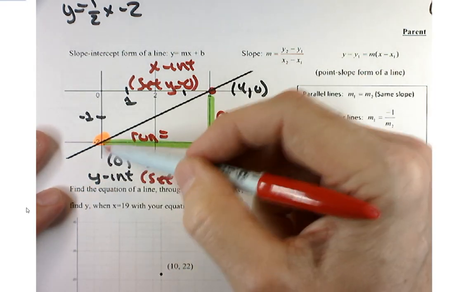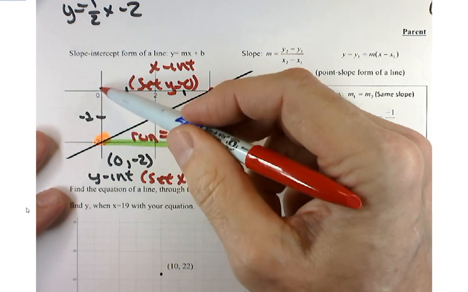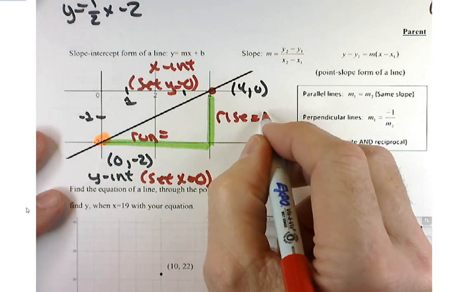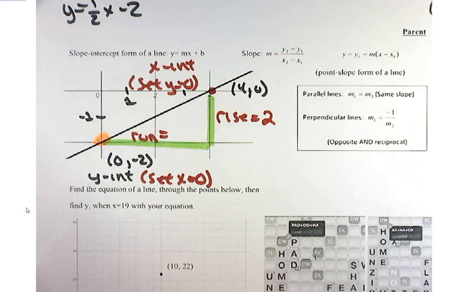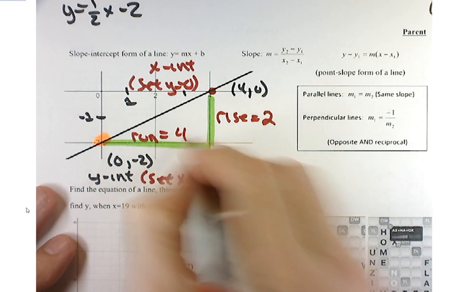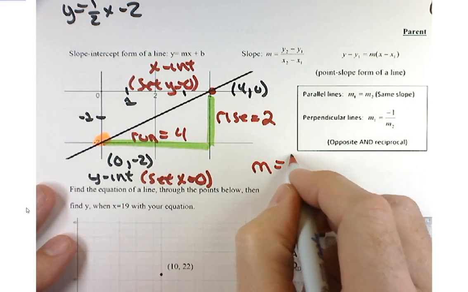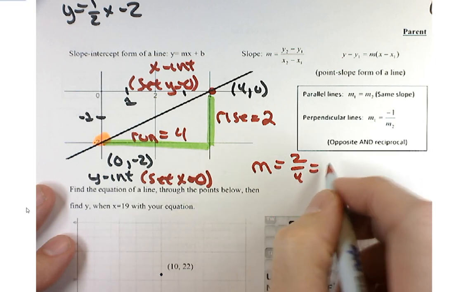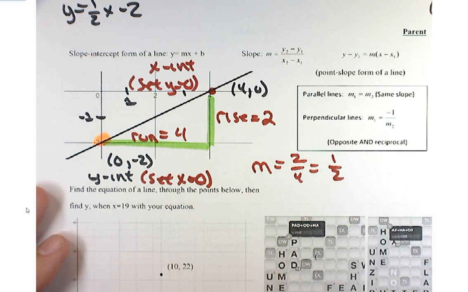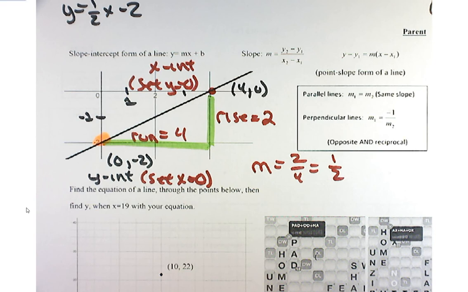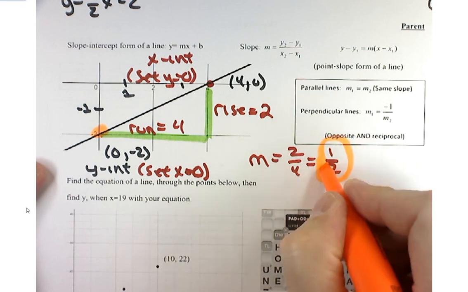How much of a rise is there going from -2 all the way up to 0? 2. And the run, the horizontal part? 4. All right, thank you so much. So overall, the slope is the rise over the run, or 2 over 4, which is 1/2. Okay. So the slope is 1/2. Nice.